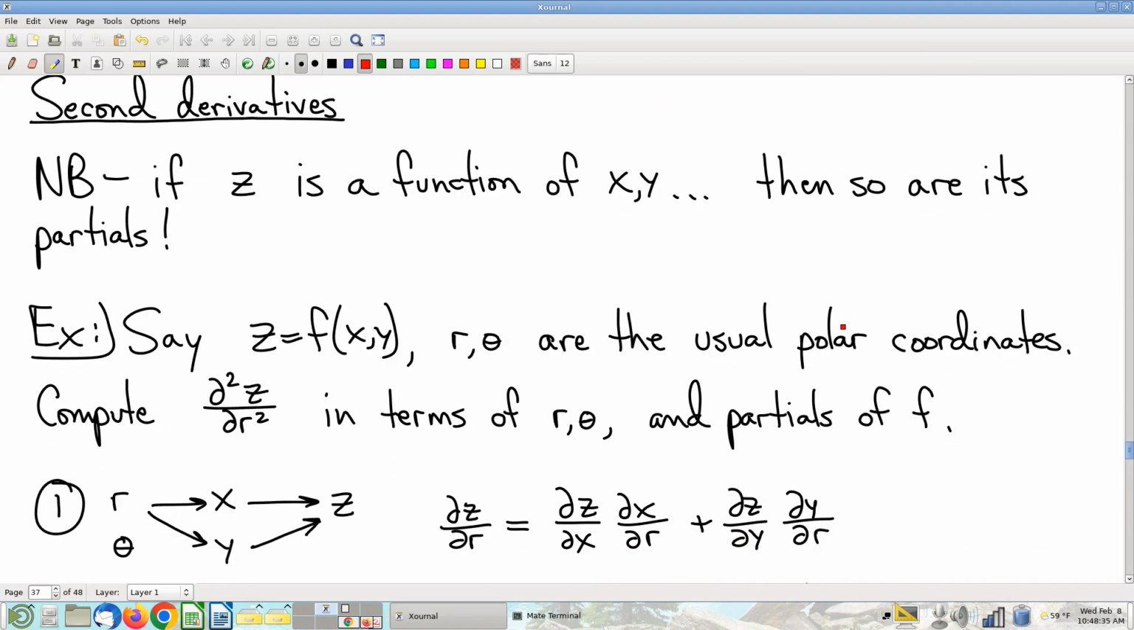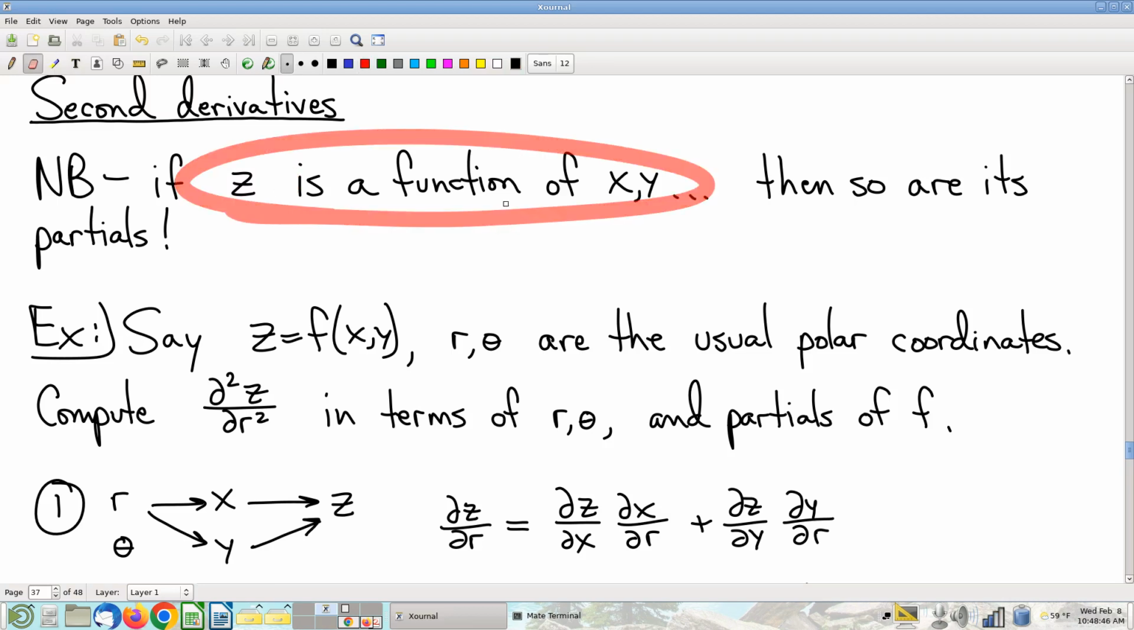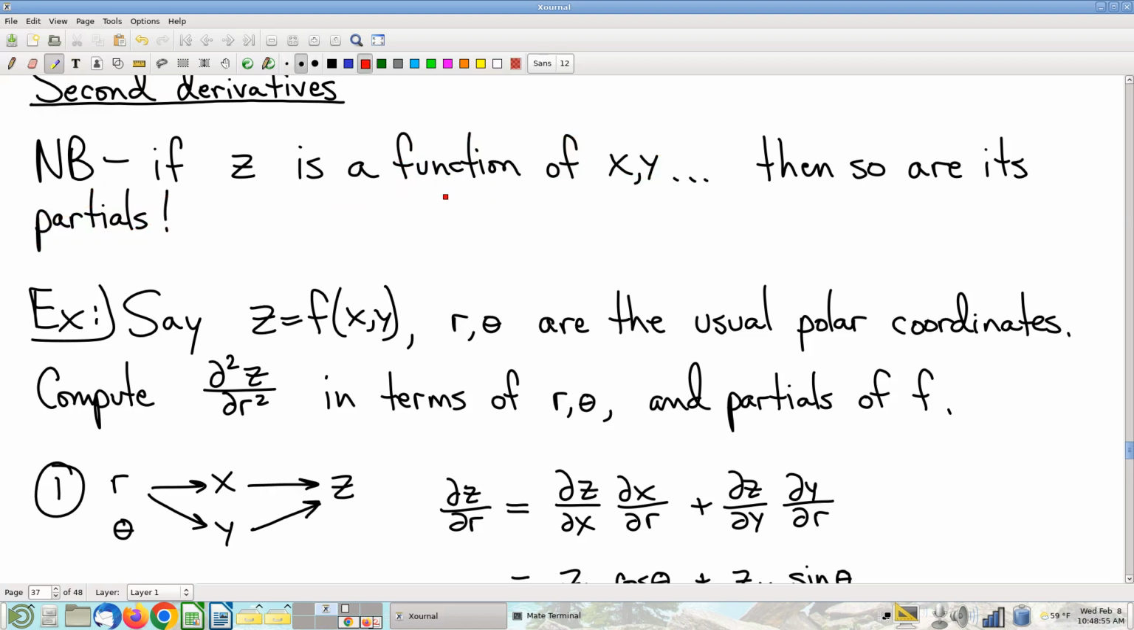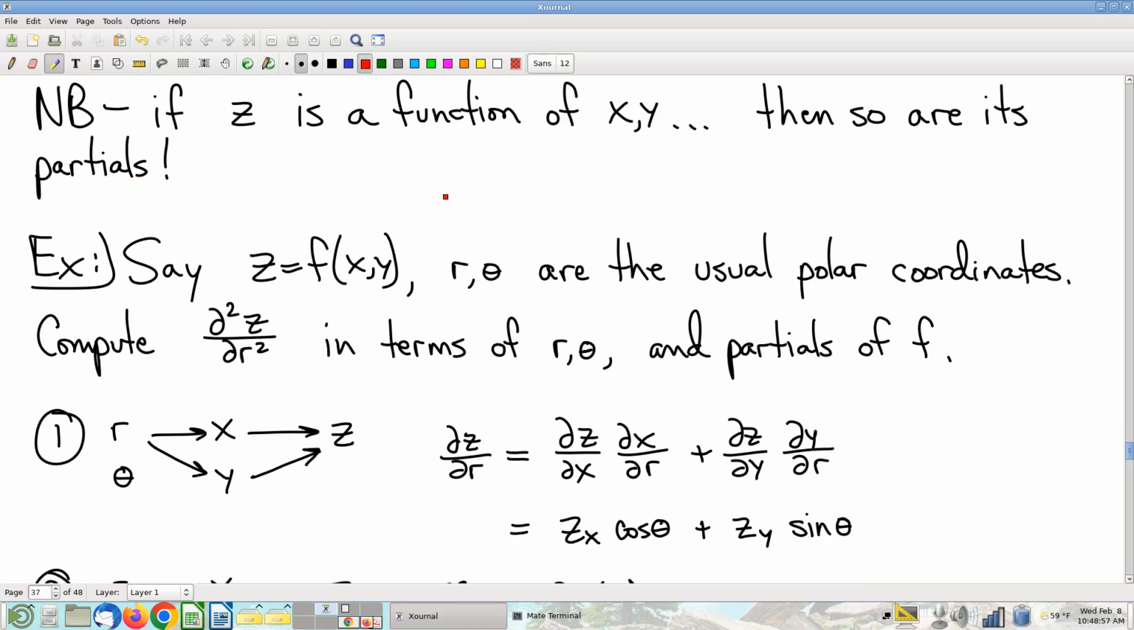Second derivatives. We already made this observation previously. If you have a function of x and y, then its partials are also functions of x and y, and you can talk about their partials. Okay, so let's see an example where this comes into play in the context of the chain rule. By the way, this is a classic first example. It's in most textbooks on this subject.